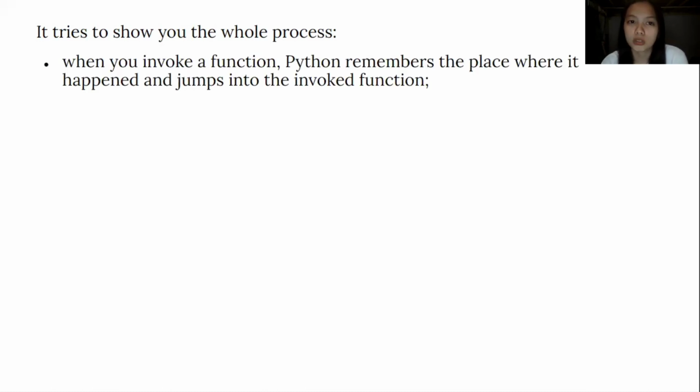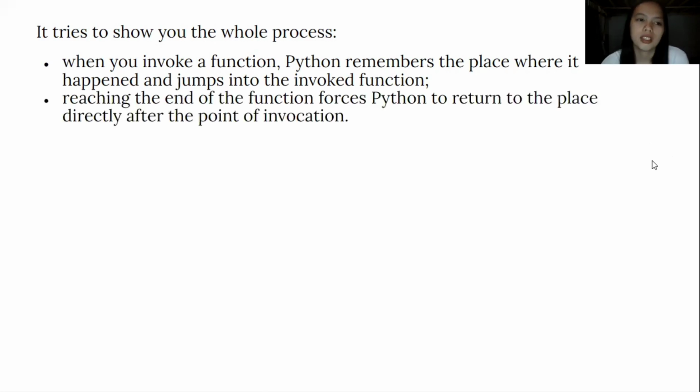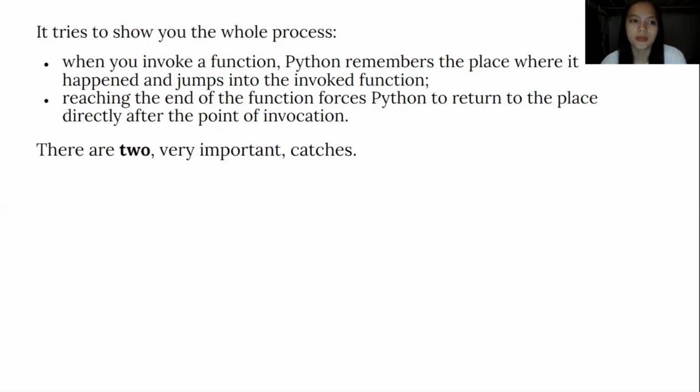When you invoke a function, Python remembers the place where it happened and jumps into the invoked function. So remember that Python remembers the place where it happened, so it knows where it happened or where you are going, to invoke the function. Reaching the end of the function forces Python to return to the place directly after the point of invocation. There are two very important catches.